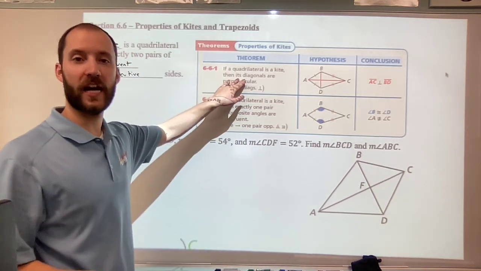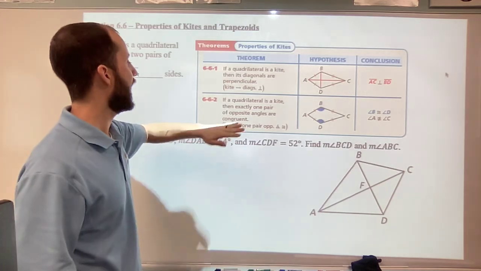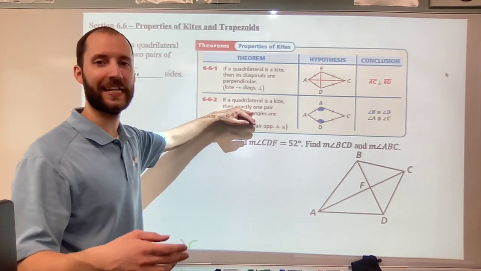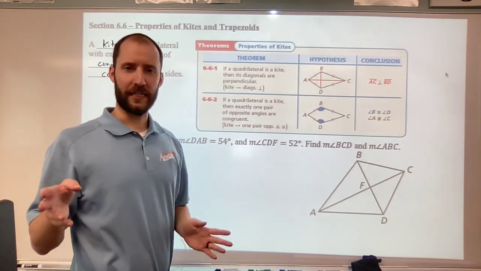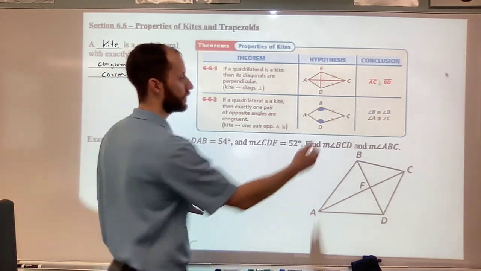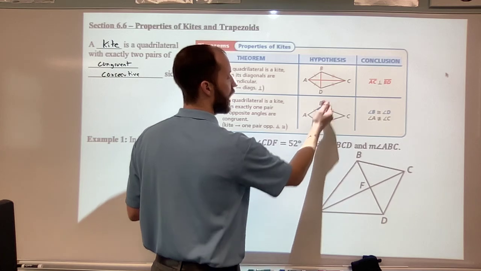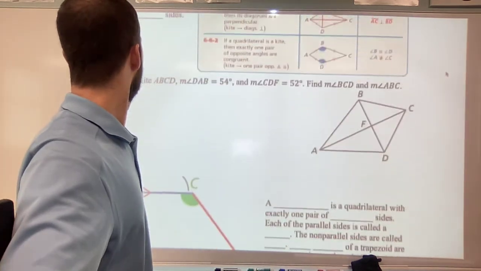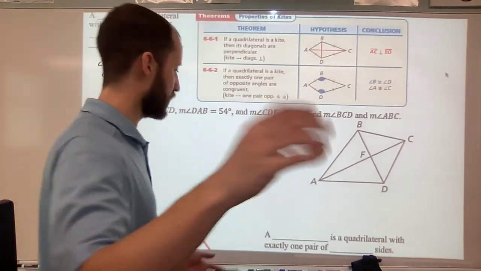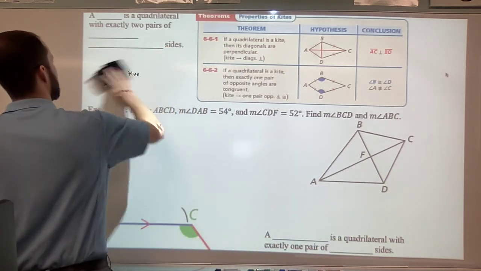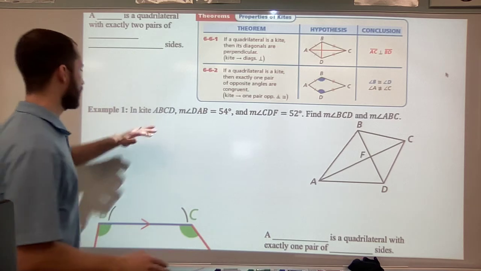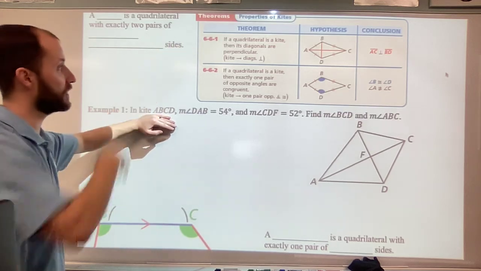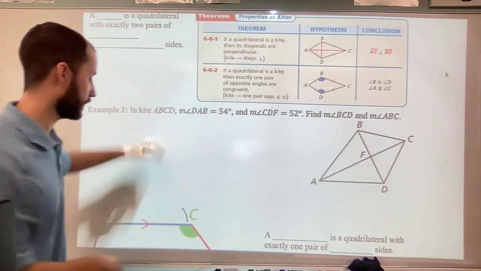The diagonals of a kite are always perpendicular, and there's exactly or only one pair of opposite congruent angles. Usually, not always, but usually, those are the two obtuse angles across from each other. So we're kind of using these properties to problem solve in a diagram. So first off, given kite ABCD, so we know it's a kite, we have these properties to utilize if we need to.